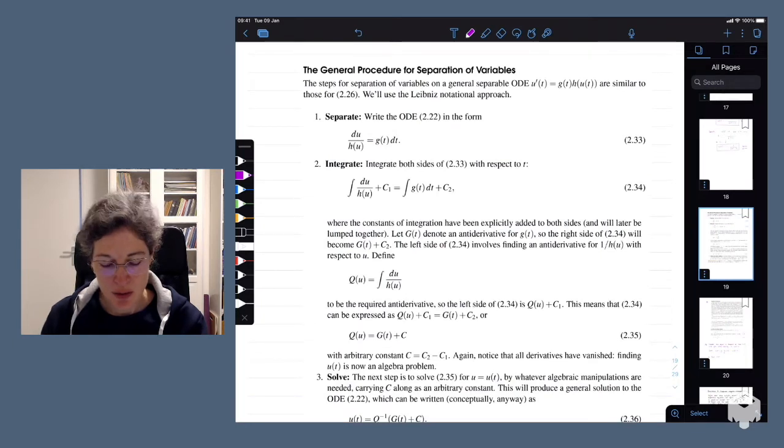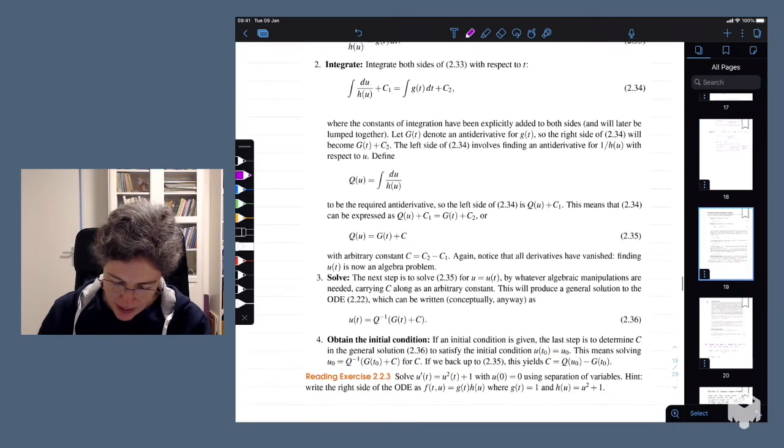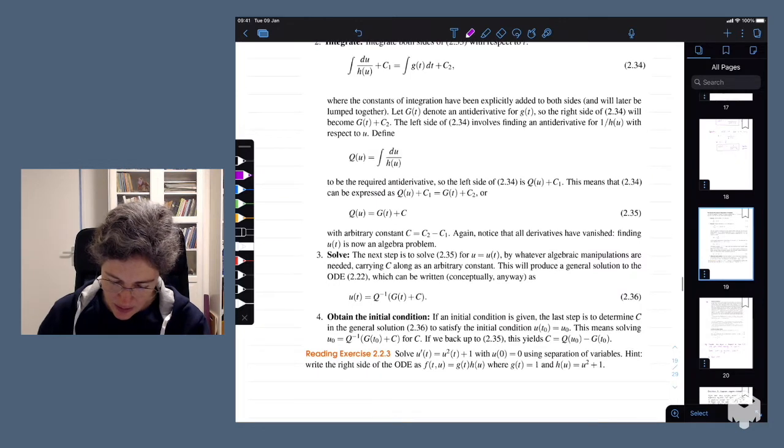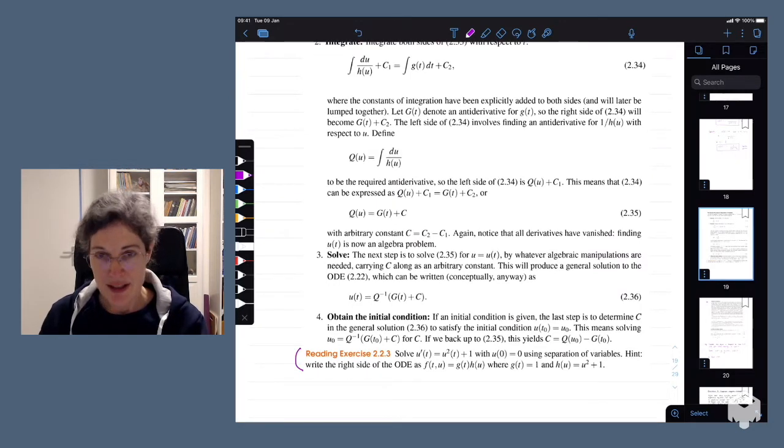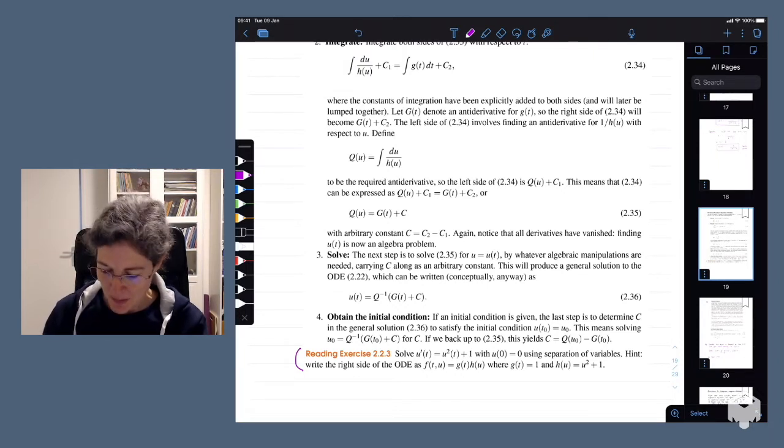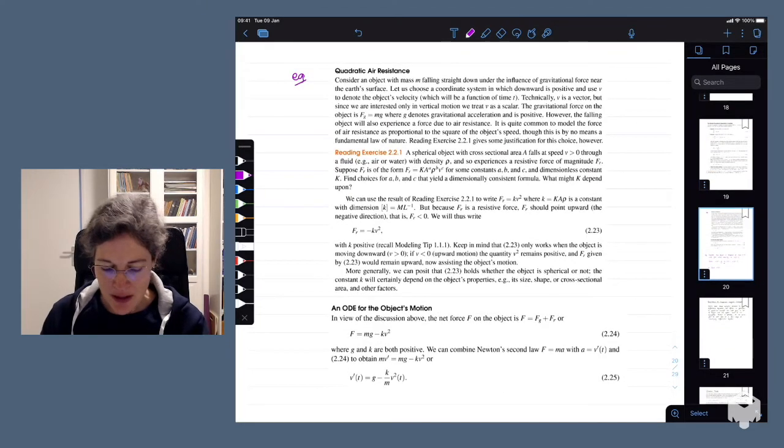Here is the general procedure for separation of variables. It follows the steps exactly like I did. You can work through that, and you can also see if you can do this reading exercise using separation of variables. Then, as another practice, here is something about quadratic air resistance. Have a read through that and then use separation of variables to solve this problem.